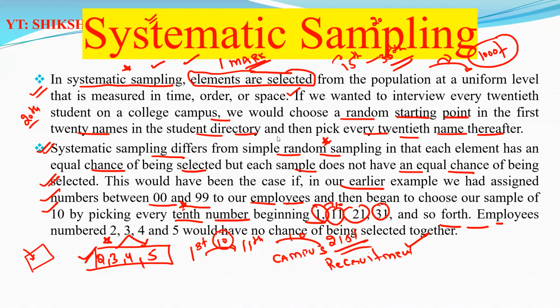For example, they will use every 10th element, or a criterion like multiples of 5 or multiples of 9 that we have to select. All these things come under systematic sampling.